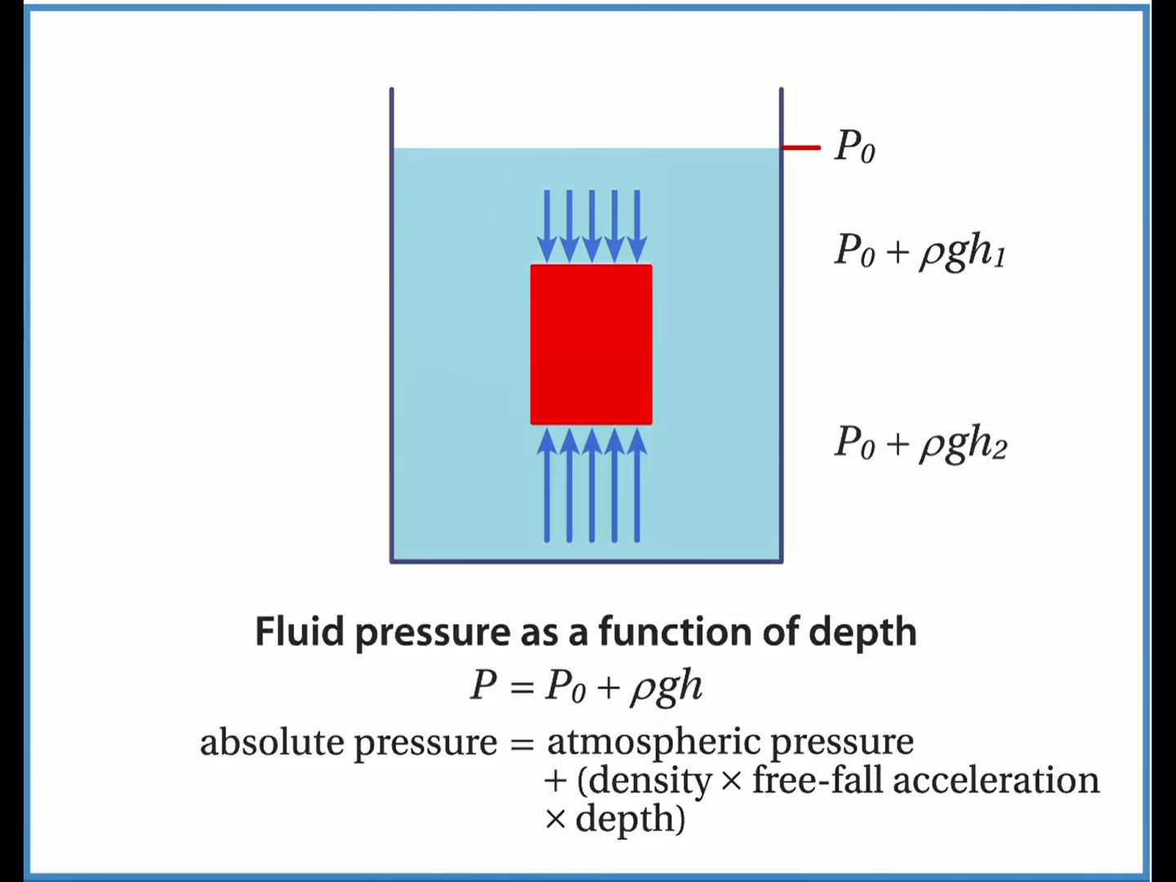The absolute pressure at a given depth, h, in a fluid is the sum of the atmospheric pressure and a second term that is the product of the fluid's density, the free fall acceleration, and the depth. Note that Pascal's principle does not take this into account. Pressure in a container is equal for all points at the same depth, not for all points at any depth.